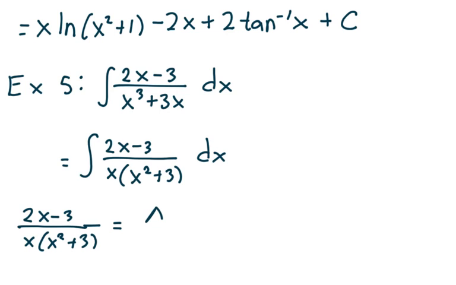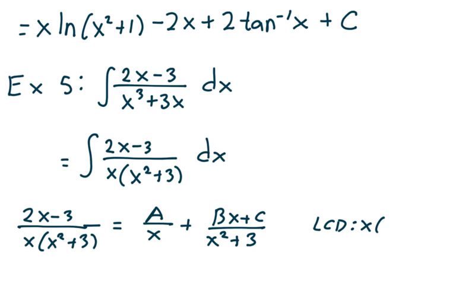And so this is A over x plus (Bx plus C) divided by x squared plus 3. When you have a degree 2 in the denominator, you have to have a linear term, or a first degree, in the numerator, shall we say. And so the LCD is x times (x squared plus 3), and I need to multiply both sides by the LCD.